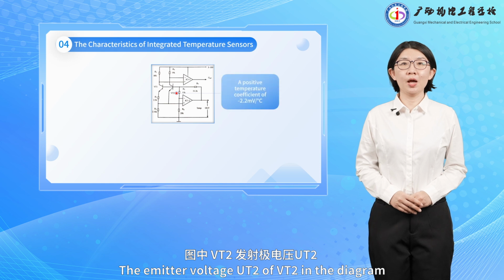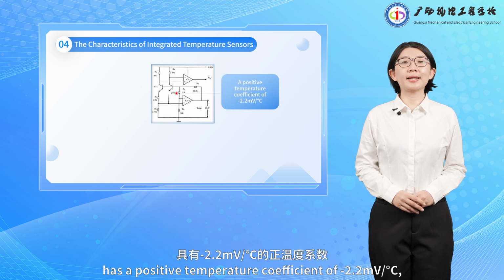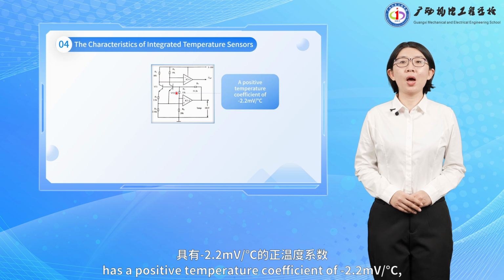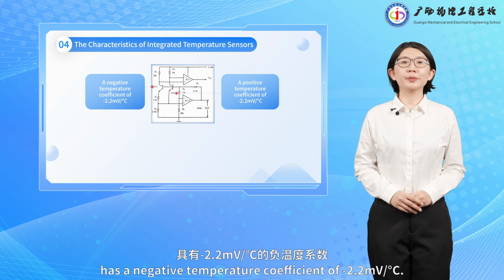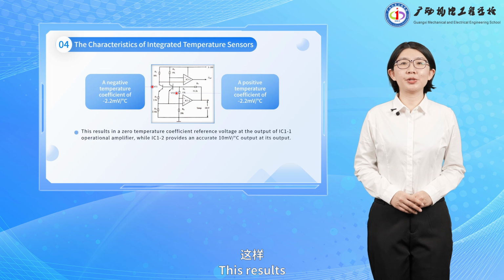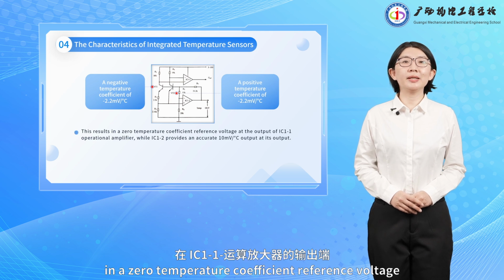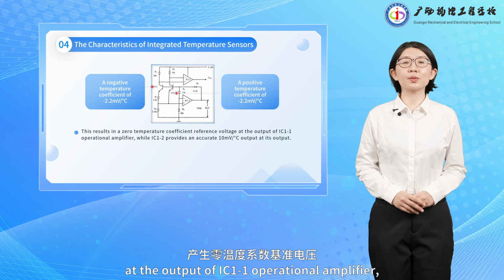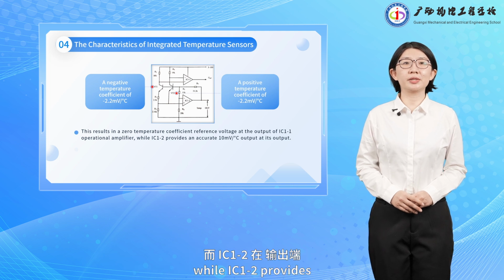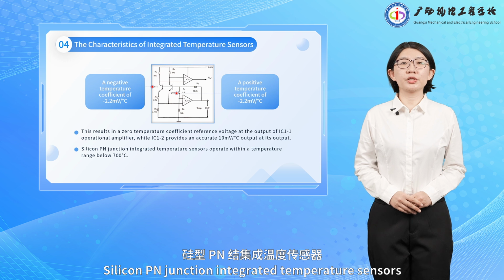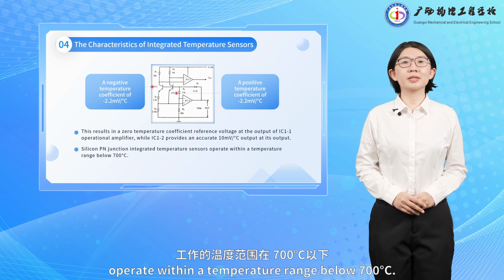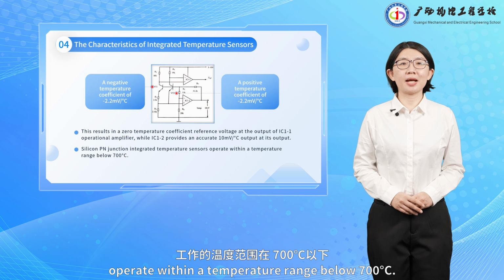The emitter voltage UT2 of VT2 in the diagram has a positive temperature coefficient, while the emitter voltage of VT1 has a negative temperature coefficient of -2.2 mV per degree Celsius. This results in a zero temperature coefficient reference voltage at the output of the IC1-1 operational amplifier, while IC1-2 provides an accurate 10 mV per degree Celsius output at its output. Silicon PN junction integrated temperature sensors operate within a temperature range below 700 degrees Celsius.